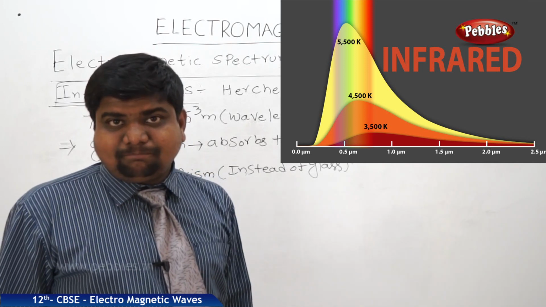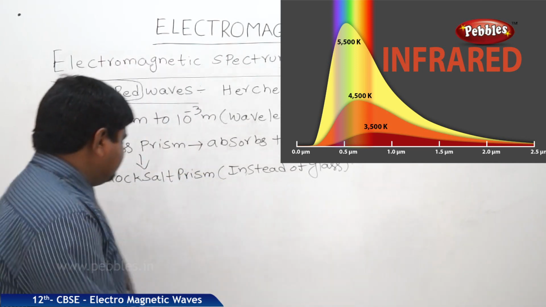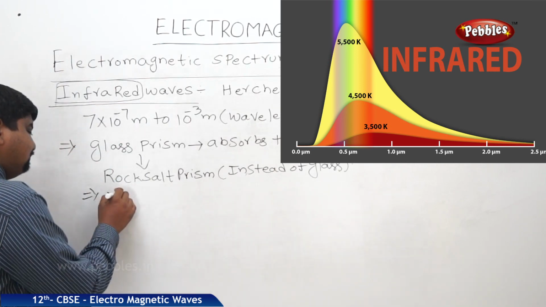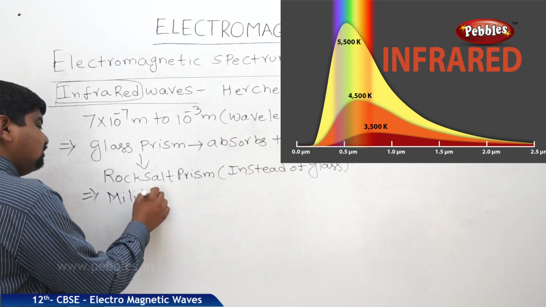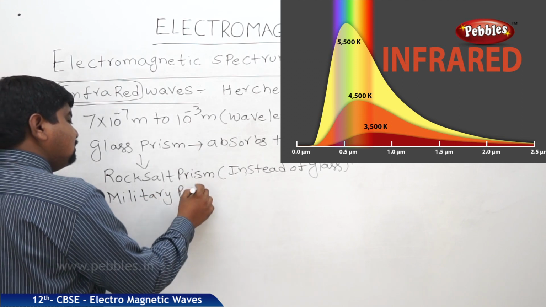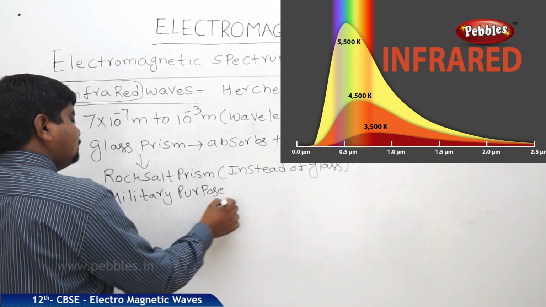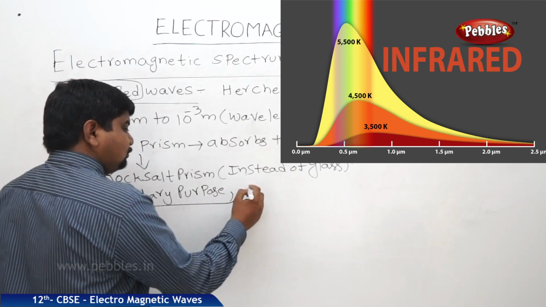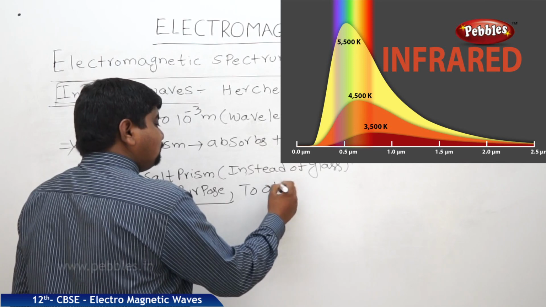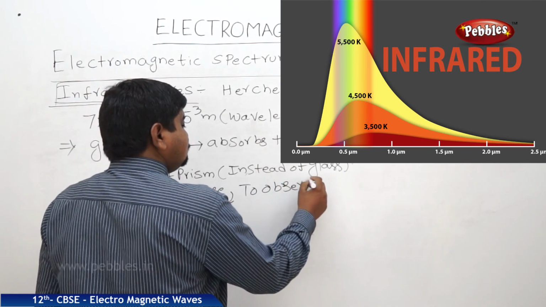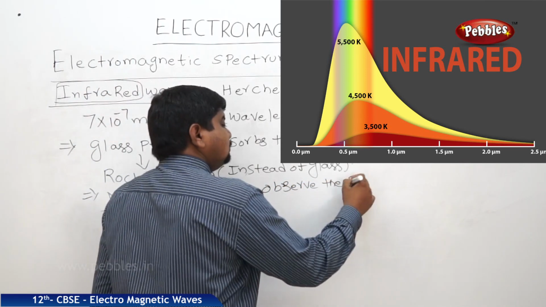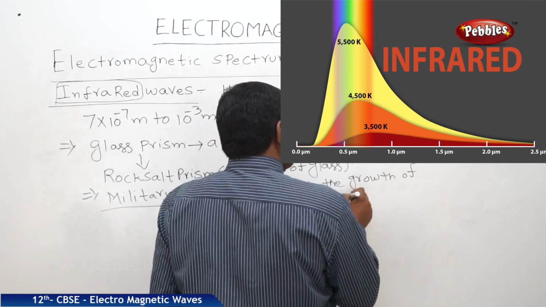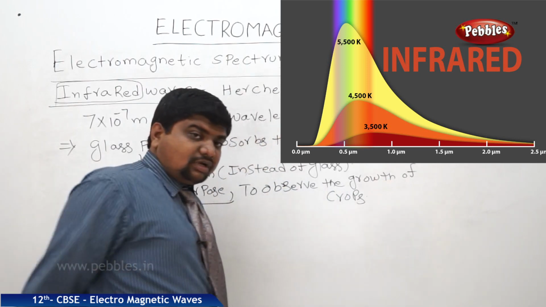therapeutic surgeries. Not only in medicine, these infrared waves are useful for military purposes, to observe the activities of the enemy, and to observe the growth of crops. This is also one of the uses.